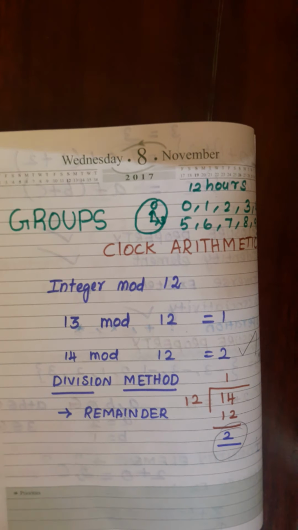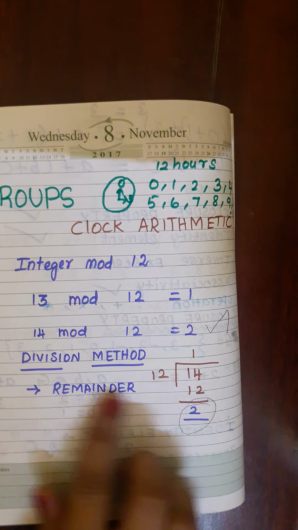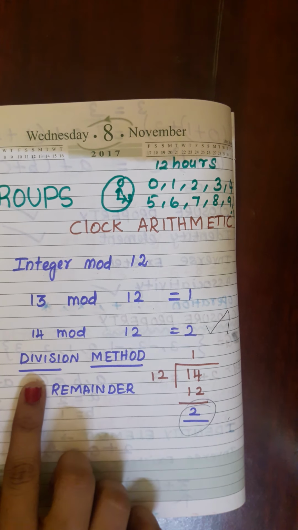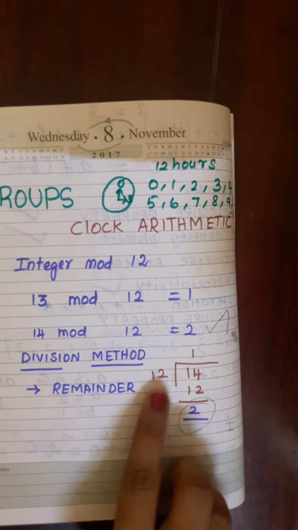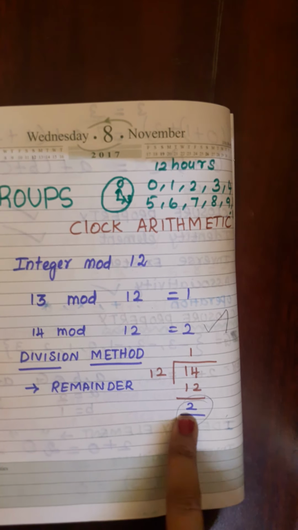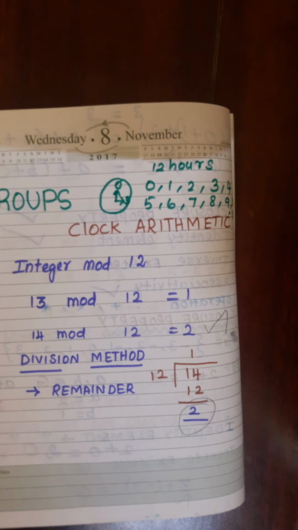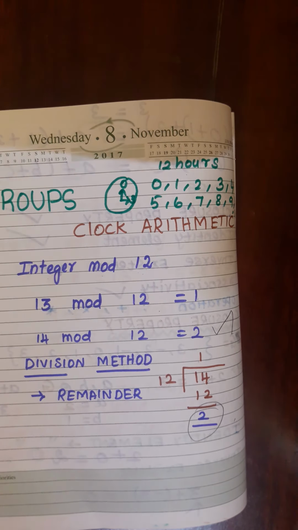You can find the answer with the help of the division method, which is very simple, or else you can use a clock and find the answer. So 13 mod 12 is 1. 14 mod 12 is 2. With the help of the division method, I am dividing 14 by 12. 1 twelve is 12. I am getting 2 as the remainder. So 2 is going to be your answer. The remainder is the answer for modular arithmetic.